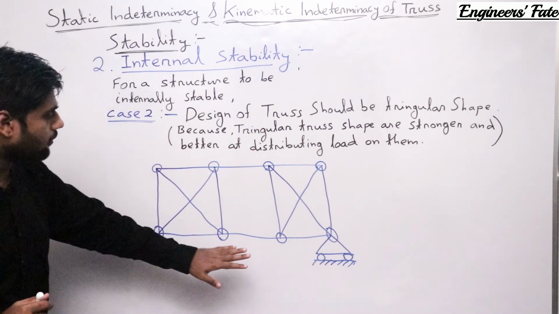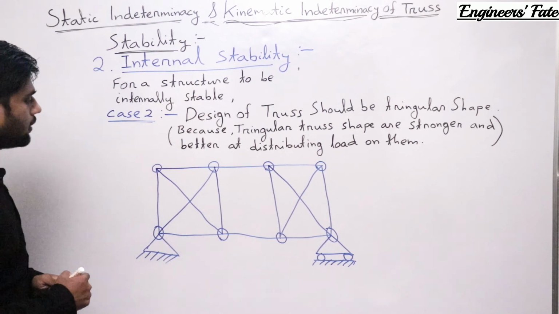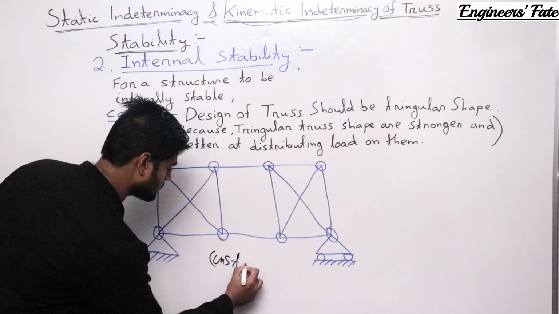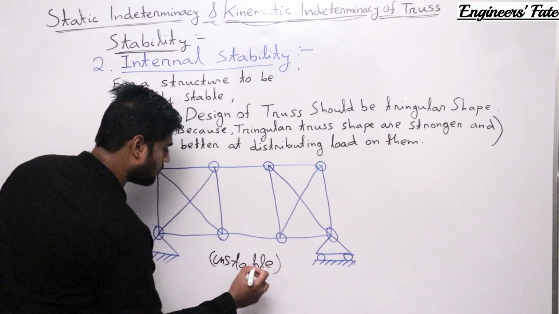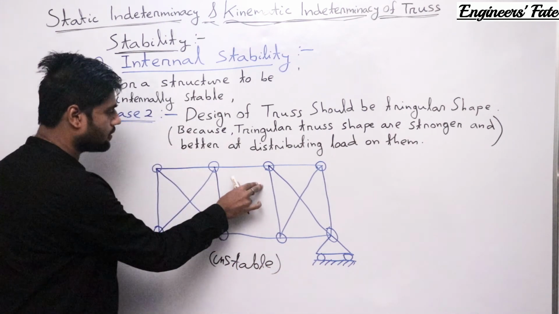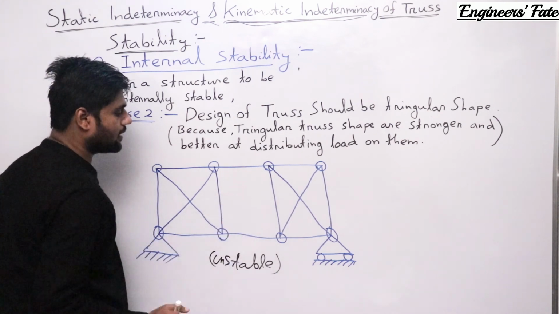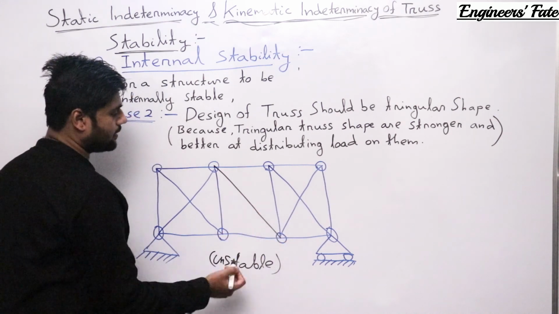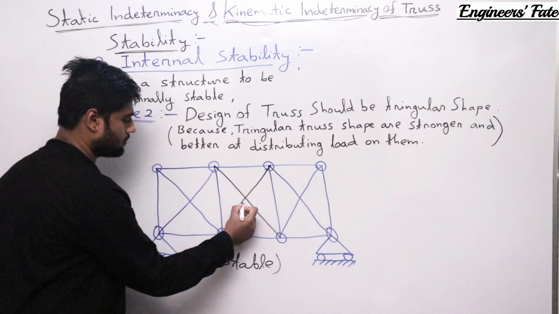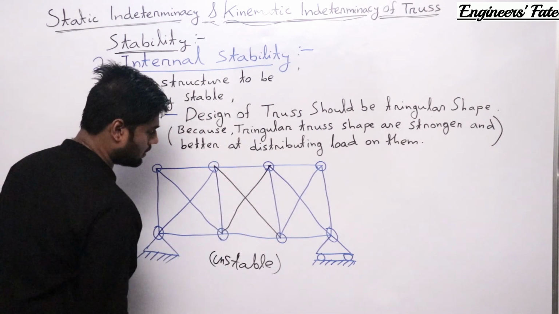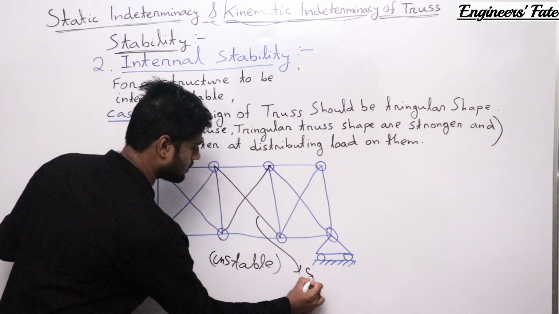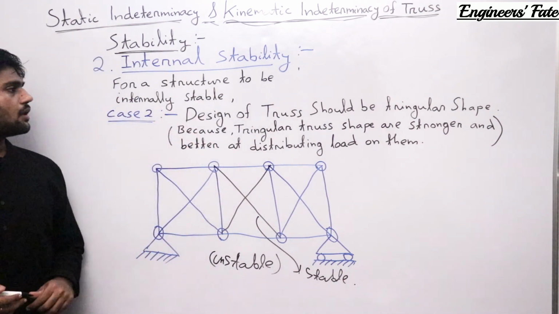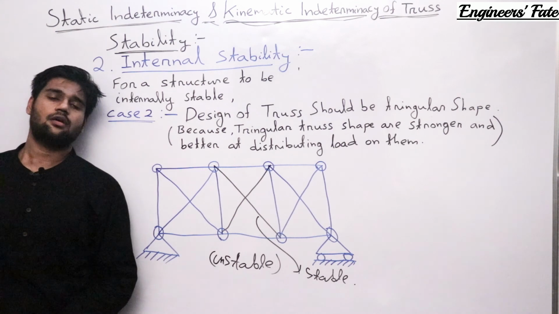So suppose you can see this is a question. So you can see this is unstable. Why is this unstable? You can see this is a rectangular shape. To make it stable, what should we do? We just make it a triangular shape. So this can be stable. I hope you understood this. Please note it down.